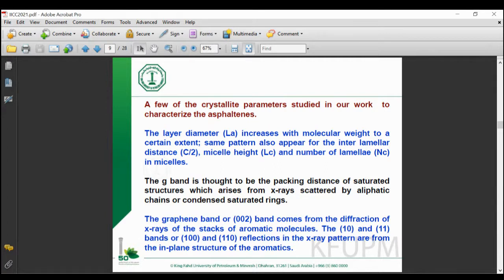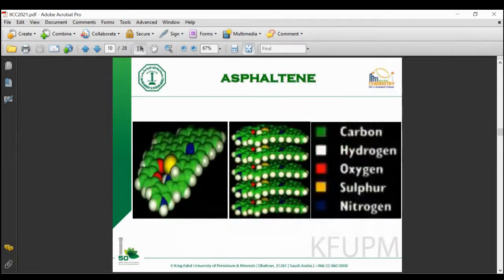They are layered, just like you can see the graphite in a pencil, one after another. These are the sheets, and they have a certain length, width and thickness. Then we use XRD, the gamma band and G band, and the 10, 11 or 002 bands, and these we figure out. This is a rough model. It's not prepared by us, but it shows how the asphaltene sheets are. You can see the carbon to hydrogen ratio is low. There's less hydrogen, more carbon, and it also has some heteroatoms.